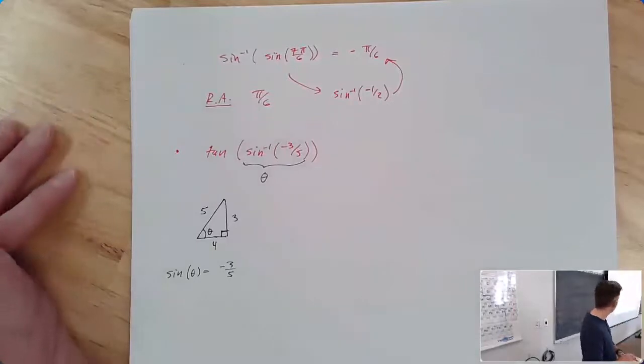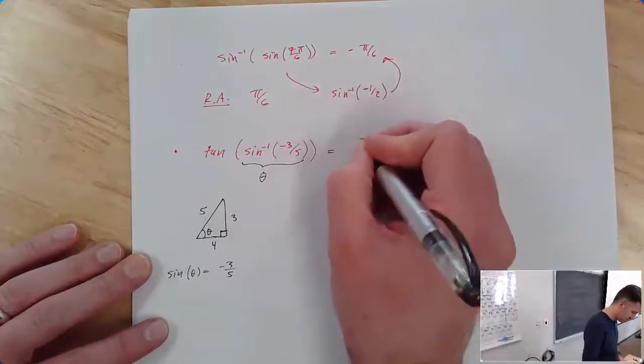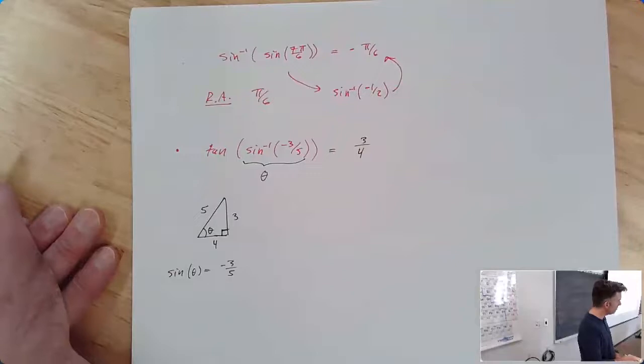So then the question is, what's tangent of this angle equal to? Well, tangent of this angle is opposite over adjacent. But is it positive or negative?